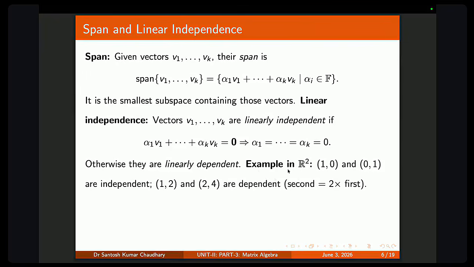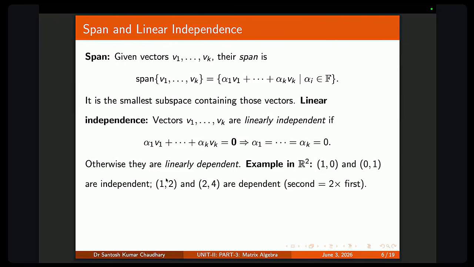So examples in R square. Just for example, R square is a vector space. So V1 is (1, 0), V2 is (0, 1). Now you can check these two are linearly independent. When you put C1 times V1 plus C2 times V2 equal to 0 and simplify this equation, you will have two equations and two unknowns, and you will see C1, C2 will become 0, or alpha 1 and alpha 2 will become 0.